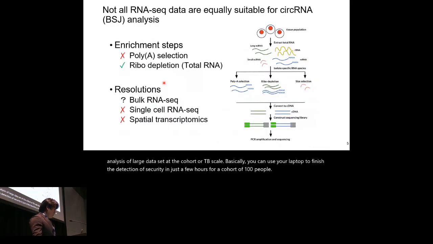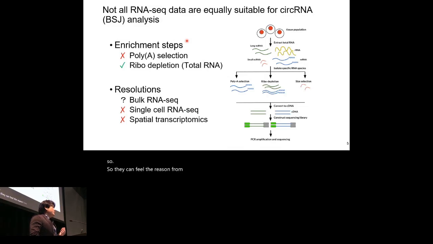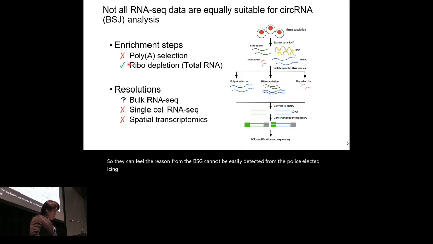However, it should be noted that not all RNA-seq data are equally suitable for circular RNA analysis. Most RNA-seq data are derived from the poly-A selected library. This type of data is suitable for the analysis of mRNA, but because circular RNAs don't have poly-A tails, the reads from the BSJ cannot be easily detected from poly-A selected RNA-seq data. By contrast, ribosomal RNA depleted libraries are more suitable for the analysis of circular RNAs. We also call this type of data total RNA-seq data.